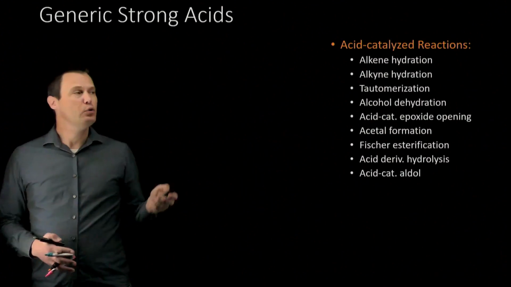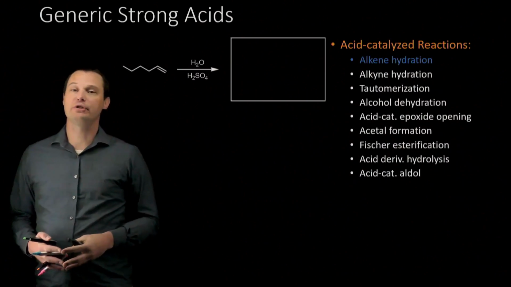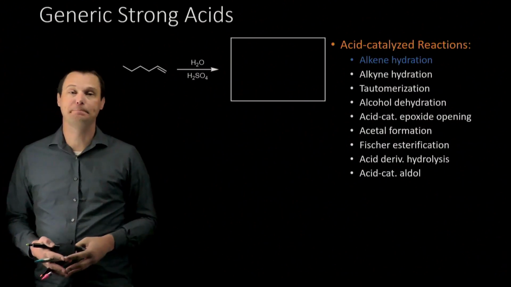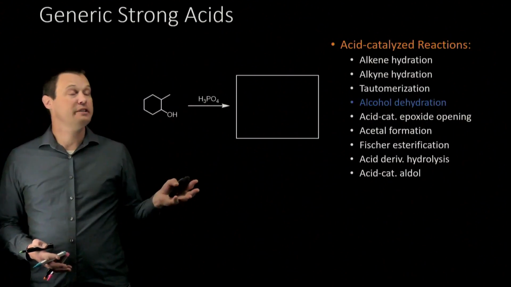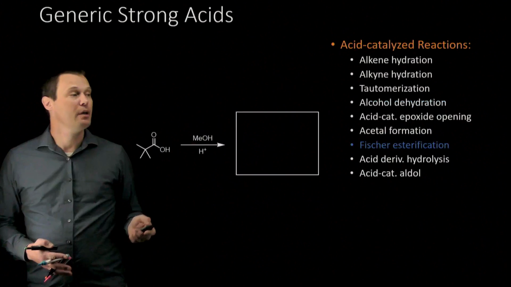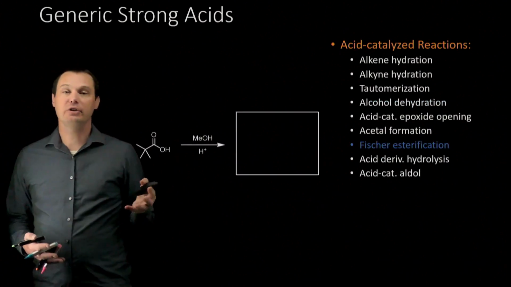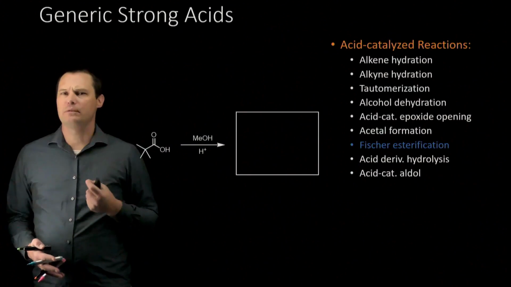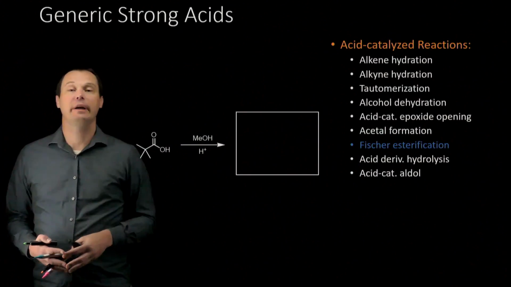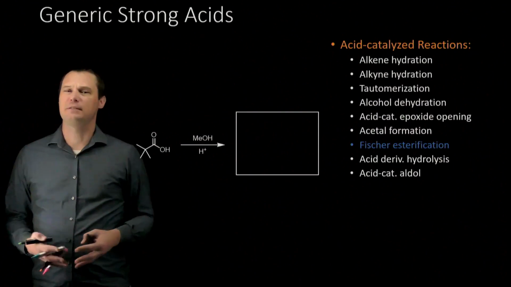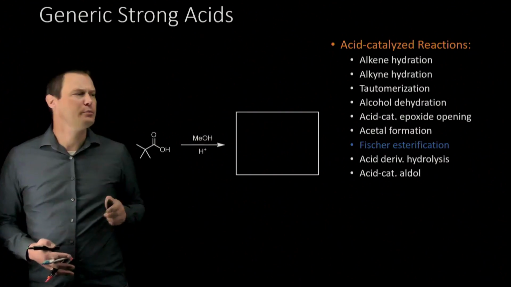reactions. When you went through and learned alkene hydration reactions, it may have looked something like this with an alkene and water and H2SO4. When you learned alcohol dehydration, you may have seen H3PO4, phosphoric acid, as the reagent. And when you did Fischer esterification, it may have been just generic H+. How do we know what acid we're supposed to use for a given reaction? It turns out it doesn't really matter which acid we use, most of the time. I'll explain in a second.